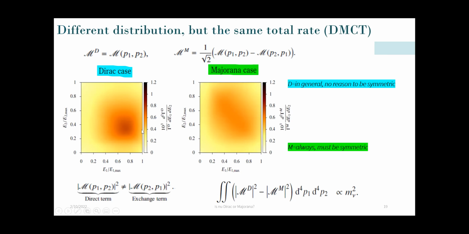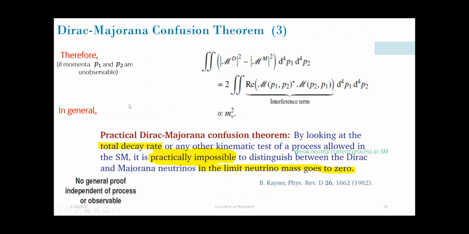But let's say you could assume it, you could deduce or measure the neutrino momenta. Let's assume it is observable. Then the two cases are totally different. Therefore, because of the unobservability of these neutrinos, you integrate out, and the difference between Dirac and Majorana comes out as m_nu scale. We call this the DMCT, Dirac-Majorana confusion theorem. This is a huge problem.